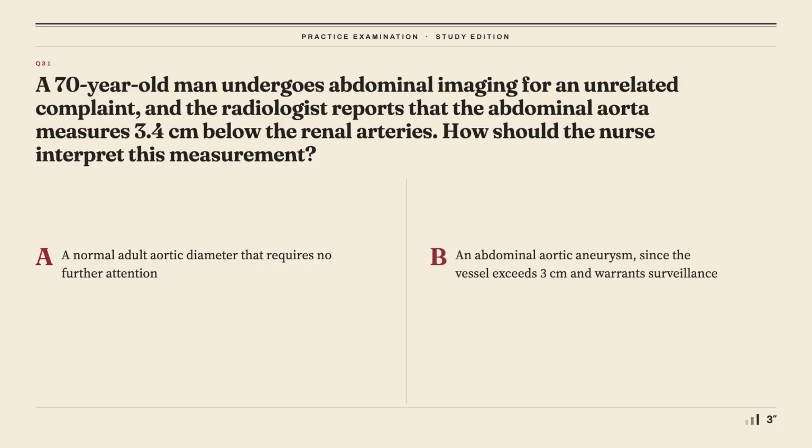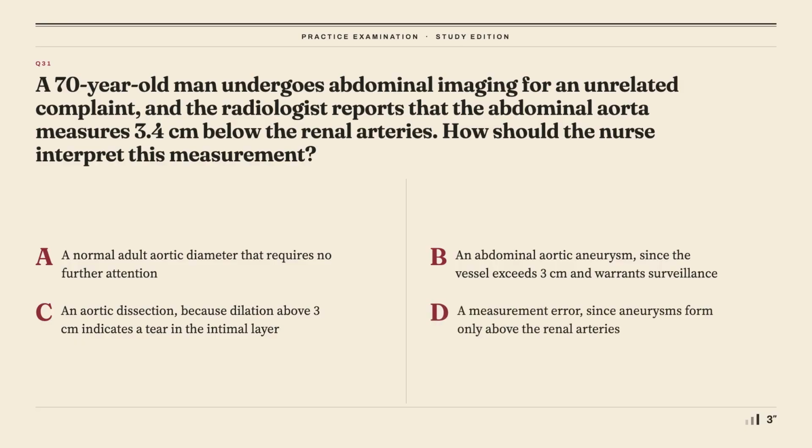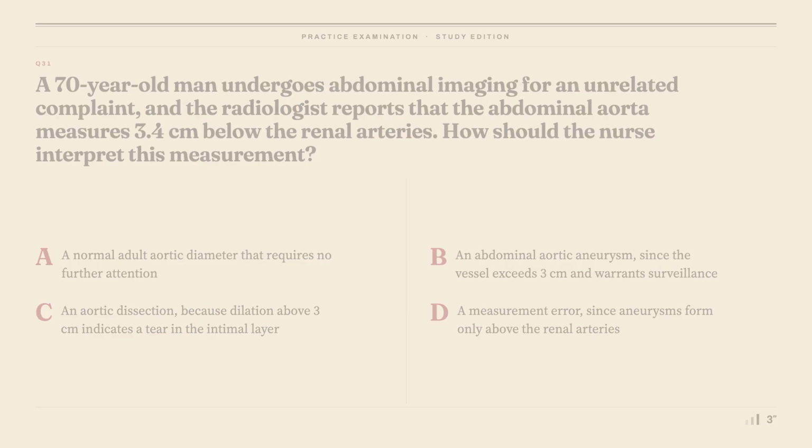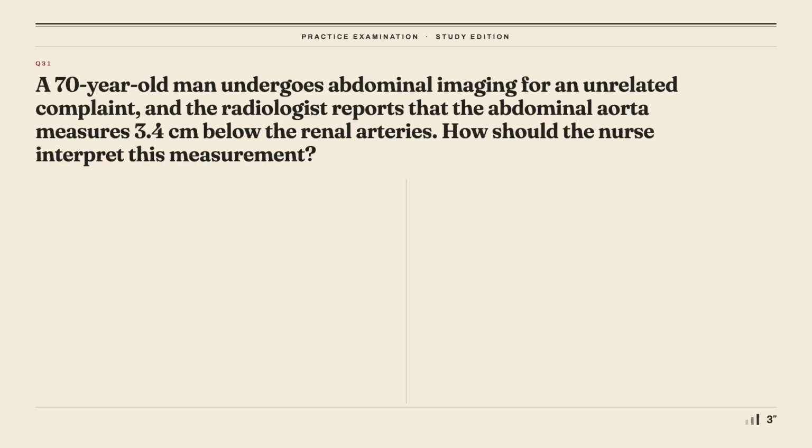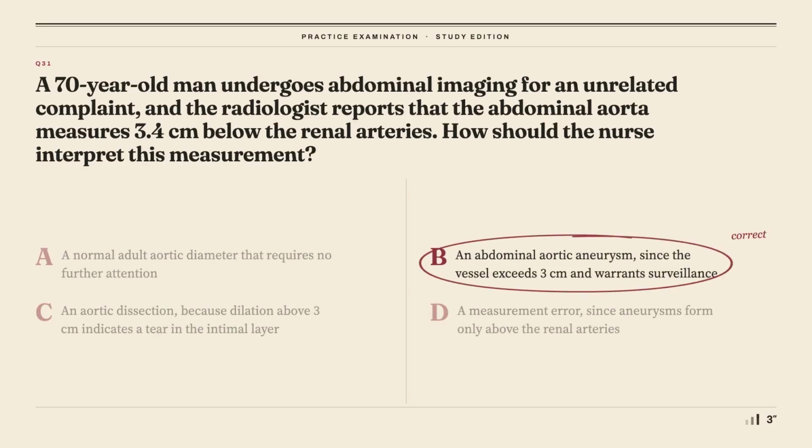B, an abdominal aortic aneurysm, since the vessel exceeds 3 cm and warrants surveillance. C, an aortic dissection, because dilation above 3 cm indicates a tear in the intimal layer. D, a measurement error, since aneurysms form only above the renal arteries. Don't overthink it. Which one feels right? The correct answer is B, an abdominal aortic aneurysm, since the vessel exceeds 3 cm and warrants surveillance.